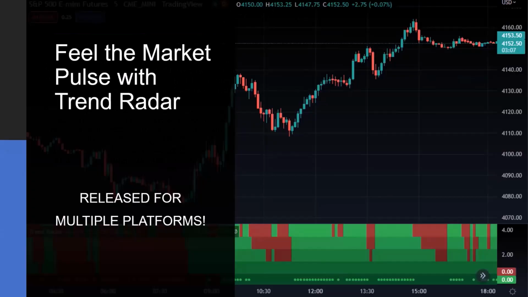Some common questions we often want to answer when reviewing a chart are: what kind of trend are we currently in and how strong is it? How does the short-term action affect the long-term trend? And how are we trending in the long term as opposed to the short term, or vice versa?